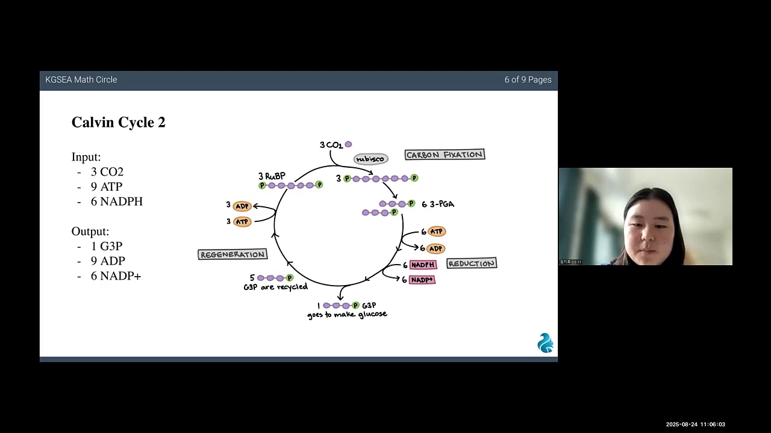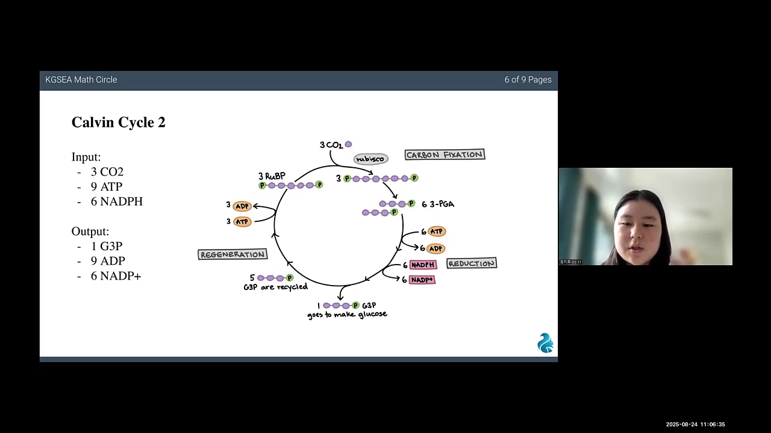Second is reduction. Each 3-PGA molecule is transformed into a higher energy molecule called G3P. This step requires energy. Specifically, ATP donates energy and NADPH donates electrons. Through this reduction process, the carbon molecules gain energy and are converted into sugar precursors. Out of the 6 G3P molecules produced, only 1 will exit the cycle to become part of a sugar, while the remaining 5 are kept in the cycle.